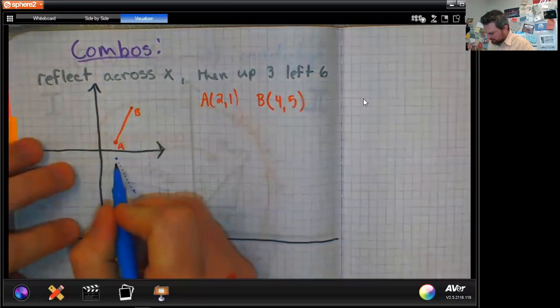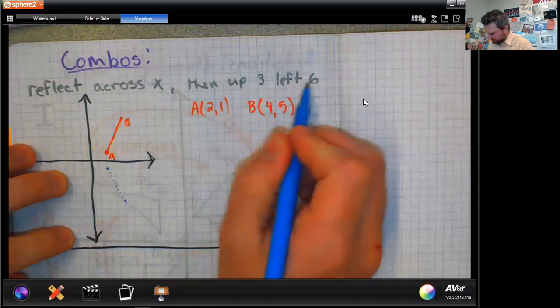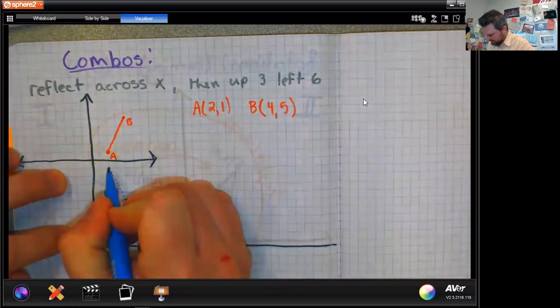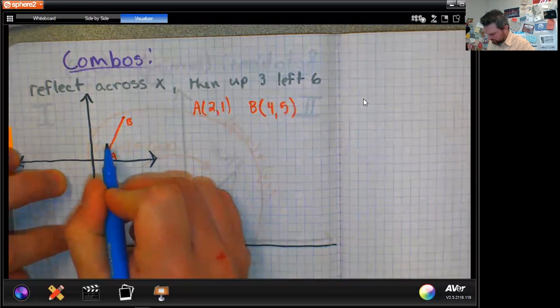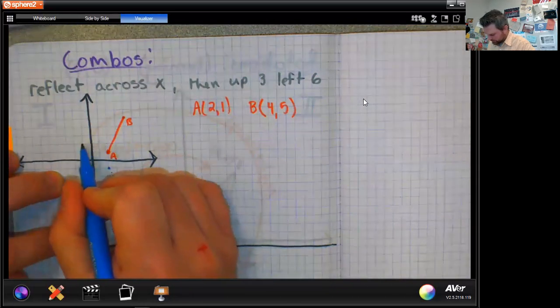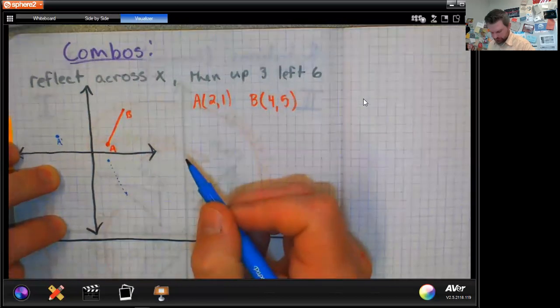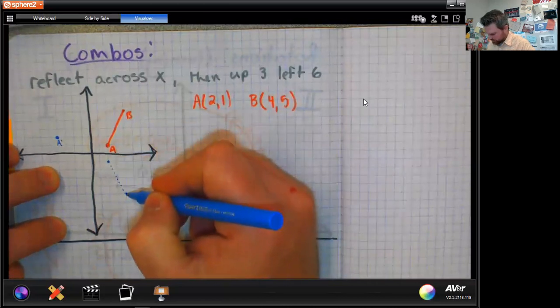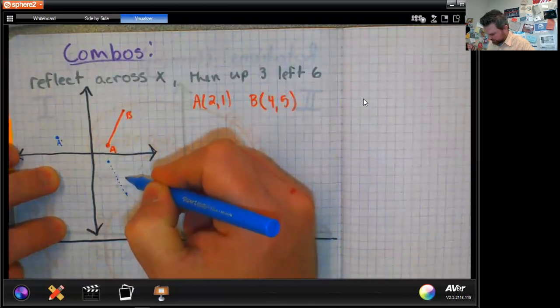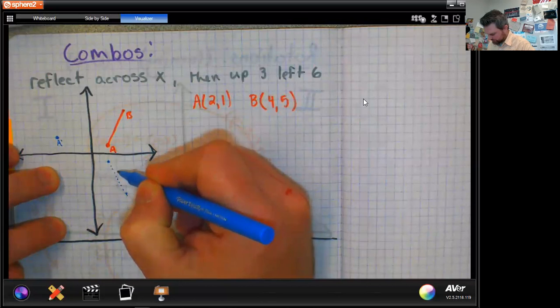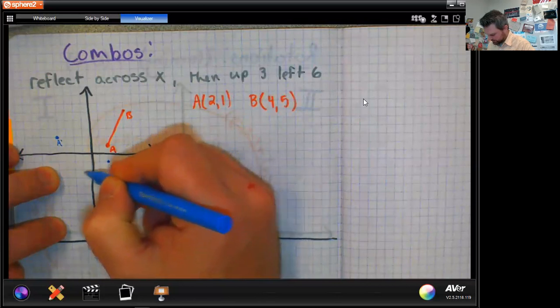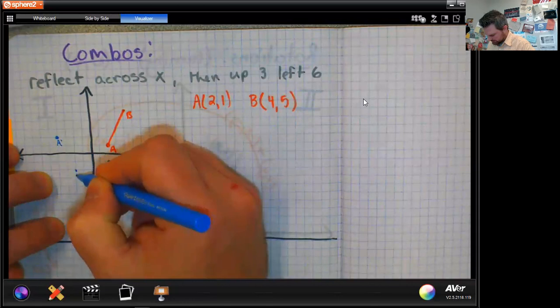Then we're going to take this and go up 3, left 6. Here's A. We're going to go up 3, 1, 2, 3, and left 6, 1, 2, 3, 4, 5, 6. This is your A prime. Then B, we're going to go up 3, 1, 2, 3, and left 6, 1, 2, 3, 4, 5, 6. This is B prime.